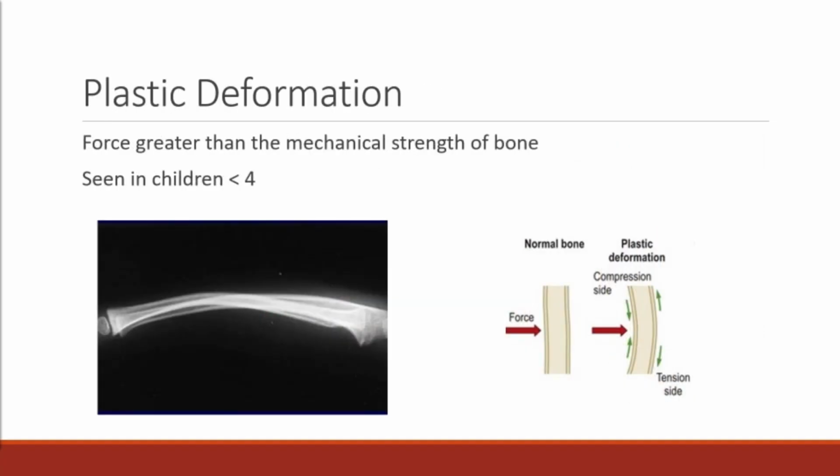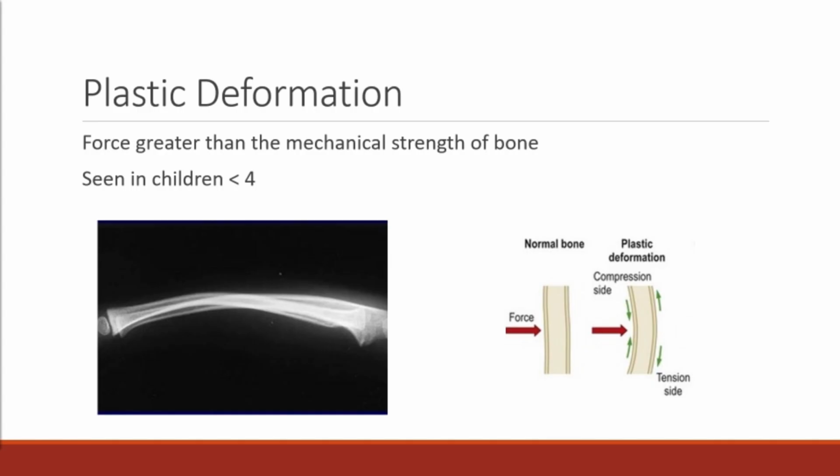Now, plastic deformation occurs when there is a force greater than the mechanical strength of the bone. It is seen in children that are less than 4 years old. Microscopy of the bone shows there are microfractures on the concave border of the bone, but these aren't visible radiographically. Now, typically these accompany other fractures, and so treatment depends on the other type of fracture.